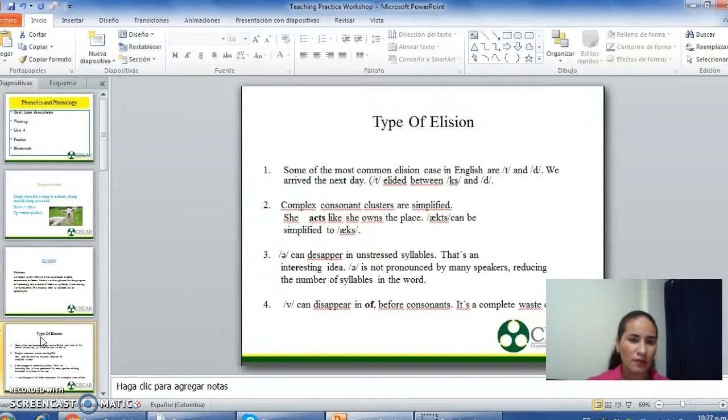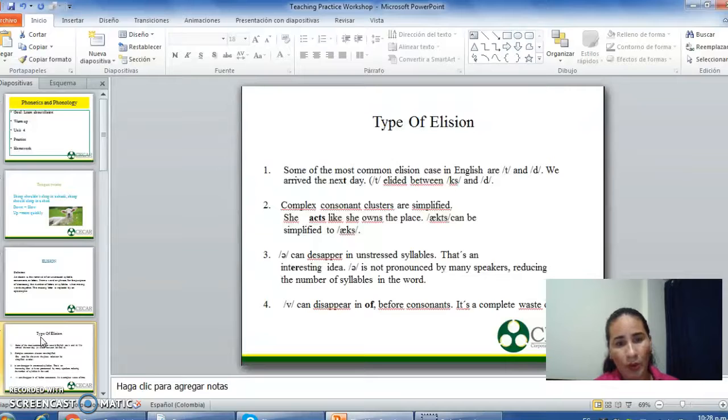Second, complex consonant clusters are simplified. She asks, like, she out, the place. Asks can be simplified to "ax".